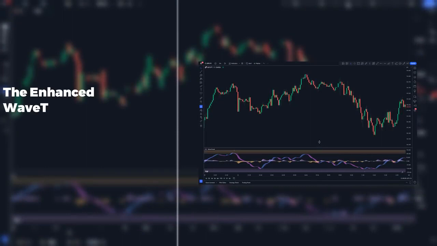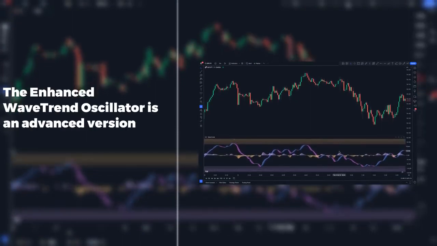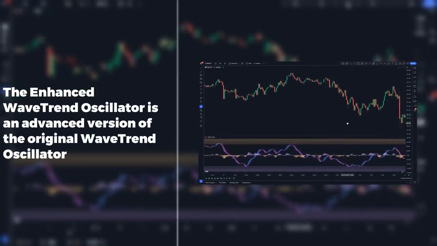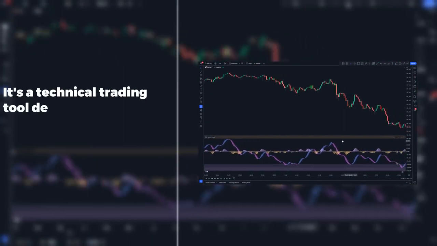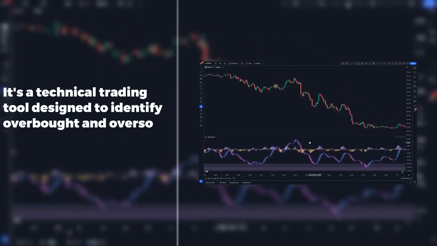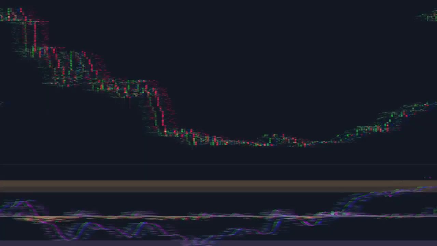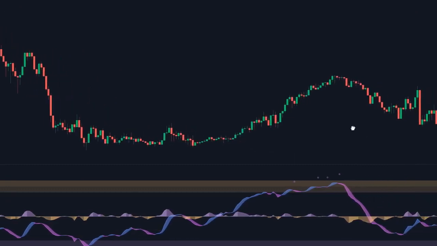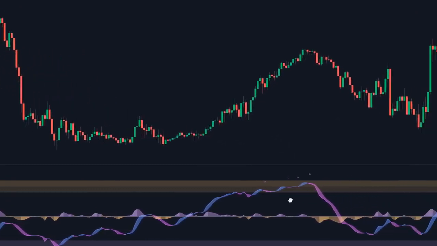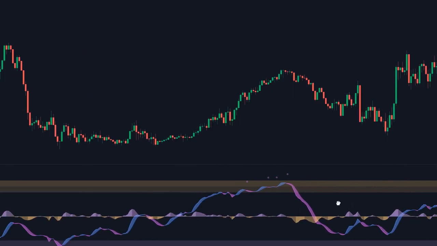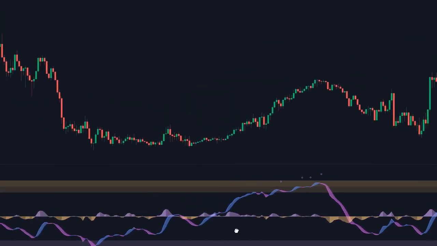The Enhanced WaveTrend Oscillator is an advanced version of the original WaveTrend Oscillator. It's a technical trading tool designed to identify overbought and oversold conditions in the market. This indicator is used to generate trading signals, and it's particularly useful in technical analysis of the market. Let's break down its key features and functionalities.